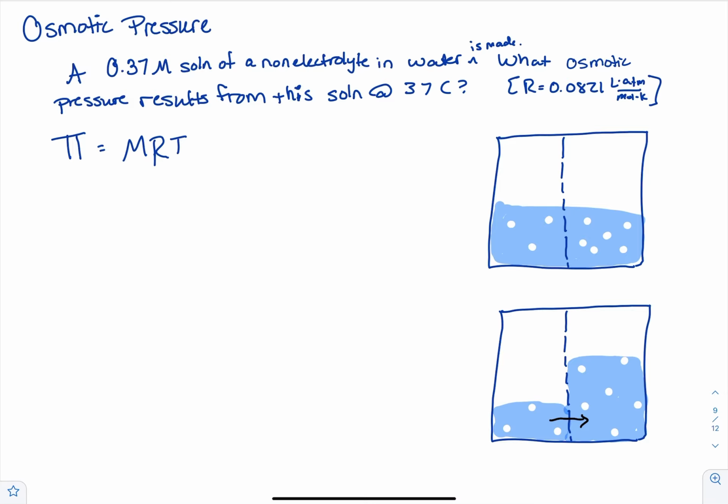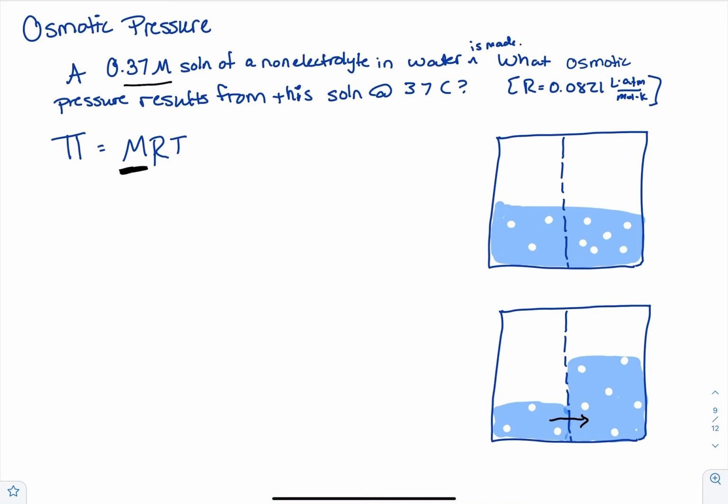So let's look at a solution of a non-electrolyte in water. And here's the molarity. It's weird to me that they're using an M to represent molarity, because don't we have enough M's in chemistry? Molar mass, moles, enough M's, right? So I don't know why we didn't call this concentration times R times T, but maybe we have plenty of C's also. But this is molarity times R times T.